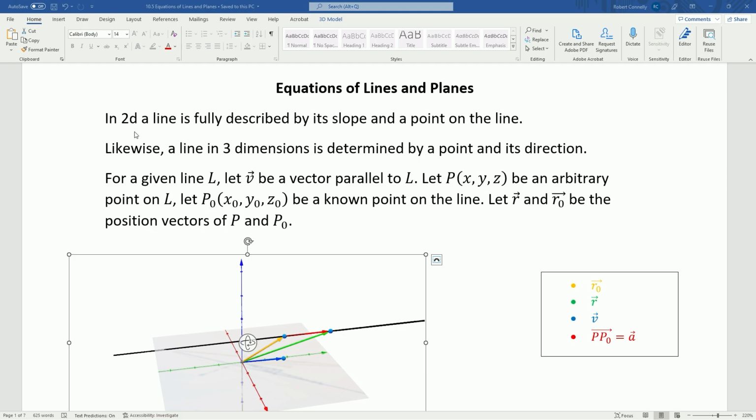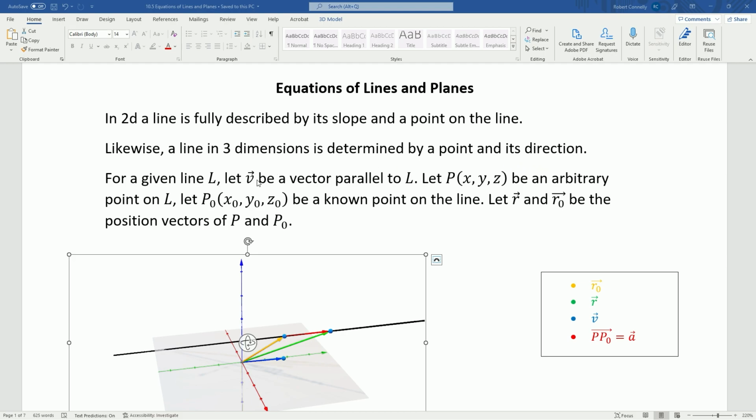So, in two dimensions, we know that a line can fully be described by its slope and a point on the line. But likewise, a line in three dimensions is determined by a point and its direction. So how do we deal with that?